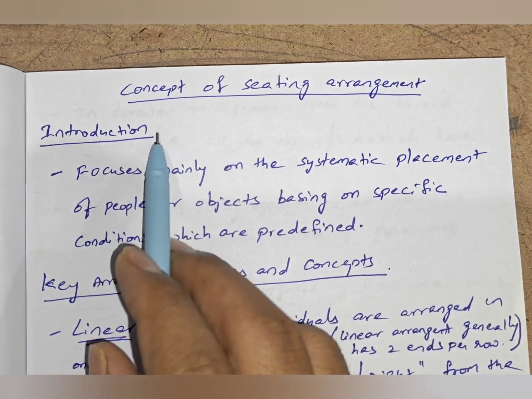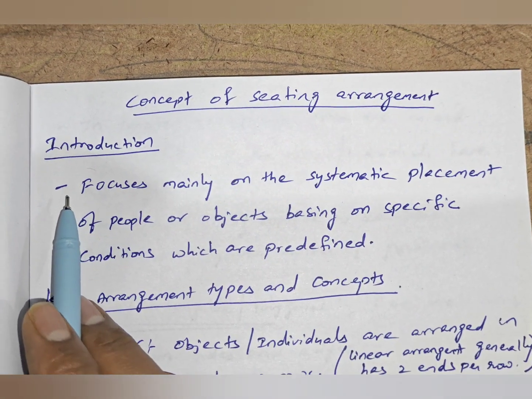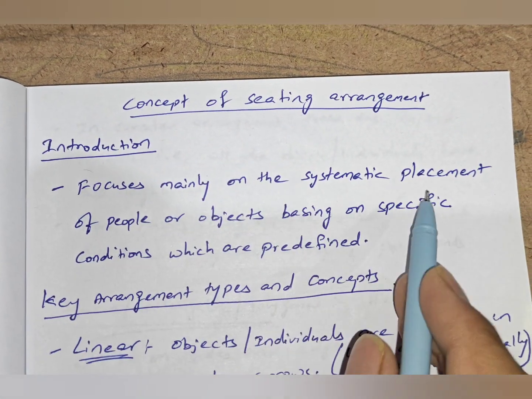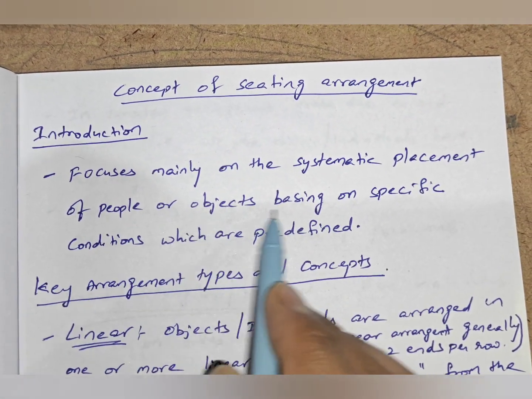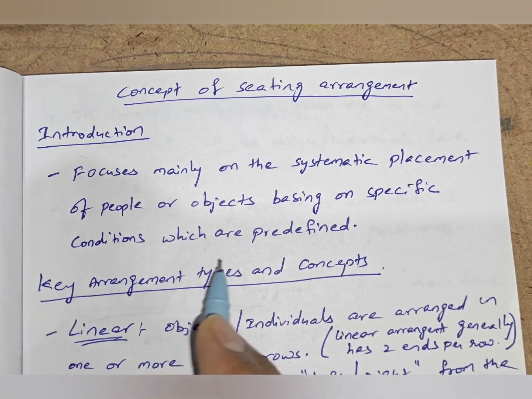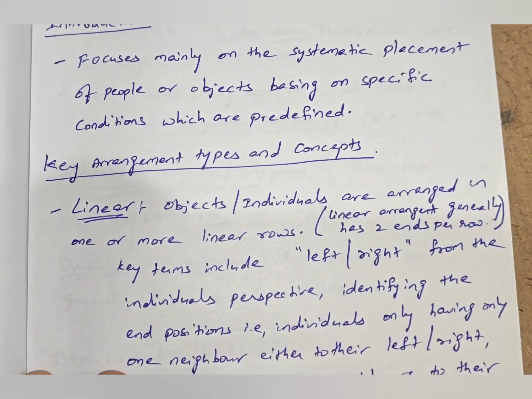Today let us learn the concept of seating arrangement. Before going into the topic, let us have an introduction to the topic. This topic mainly focuses on systematic placement of people or objects based on specific conditions which are predefined. Now let us see what the key types of arrangement are and what those concepts are.